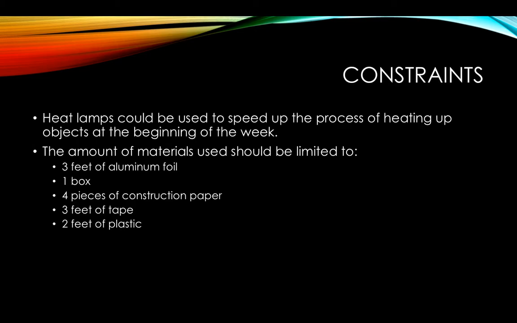Some constraints for this. At the beginning of the unit, during day 1 and 2, we explore materials. In order for there to be enough time, we could use heat lamps instead of the sun, but towards the end of the week, you do want to use the sun to get a good representative of a solar oven. The amount of materials used should be limited to 3 feet of aluminum foil, 1 box, 4 pieces of construction paper, 3 feet of tape, and 2 feet of plastic. This should be plenty.